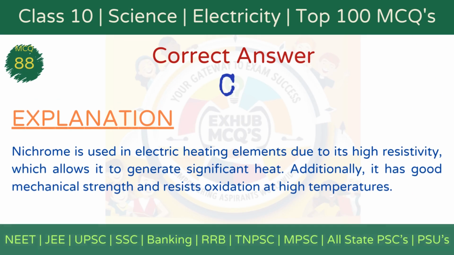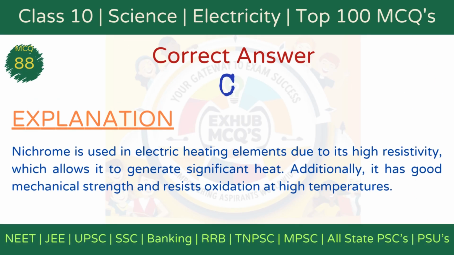The correct answer is option C, high resistivity. Explanation. Nichrome is used in electric heating elements due to its high resistivity, which generates significant heat when current passes through it. It also has good mechanical strength and resists oxidation at high temperatures.